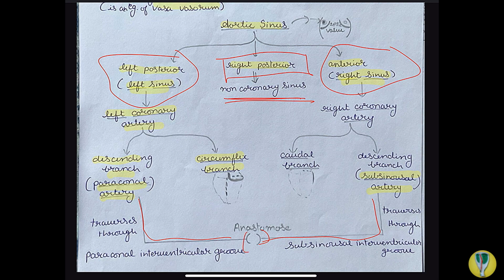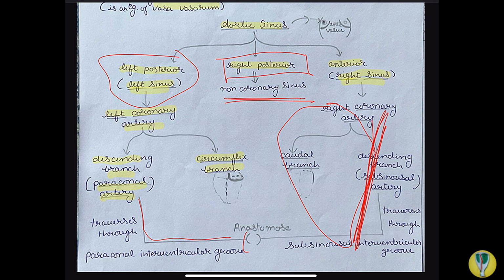And the right coronary artery has another branch which is called the caudal branch of the artery. If this is the heart, so on the caudal border, this caudal branch of the artery will be present. So this is it for the internal anatomy of the heart.